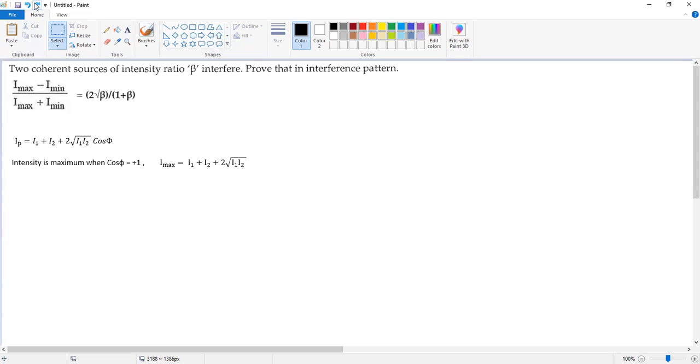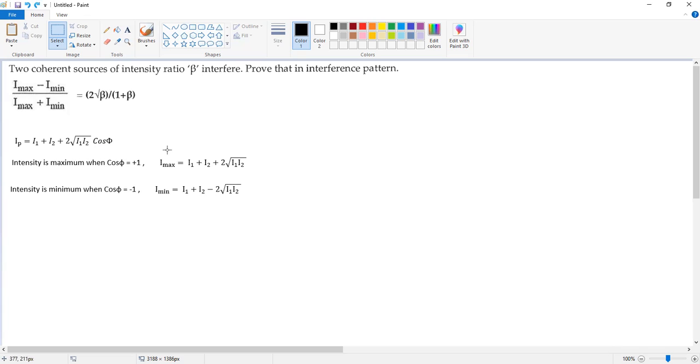For maximum intensity, the cos phi part has to be plus 1. So it will become I max equal to I1 plus I2 plus 2 root I1 I2. The cos phi becomes 1. Same way for minimum intensity, cos phi has to be minus 1. So I minimum will be I1 plus I2 minus 2 root I1 I2.